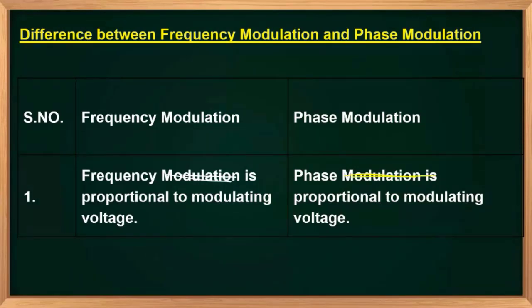Phase is proportional to the modulating voltage. In frequency modulation, frequency is proportional to the modulating voltage. In phase modulation, phase is proportional to the modulating voltage. So that is the first point.